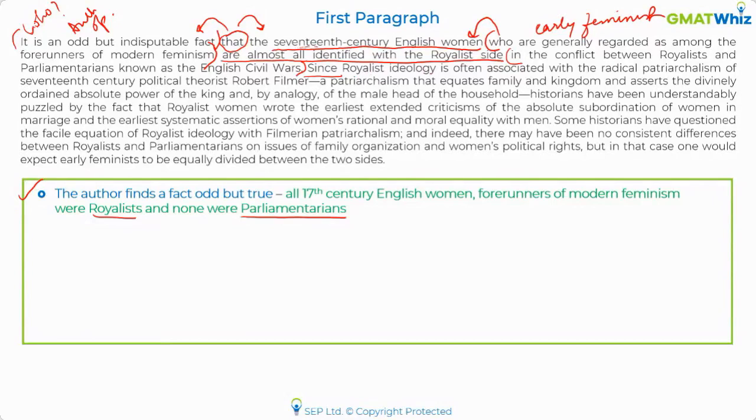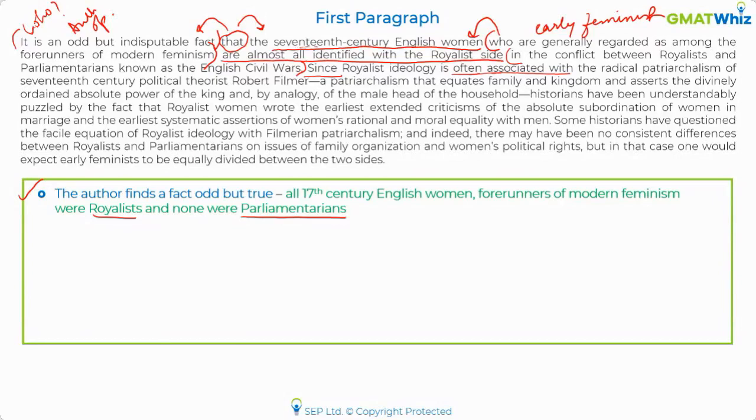Okay, so the author was talking about all women belonging to these royalist side. All right, now he's talking about royalist ideology. Why is he talking about royalist ideology? Let's see. Because royalist ideology is often associated with, now when he says it is often associated with, it's not his opinion that it is associated with. It's like he's saying it's generally associated with.